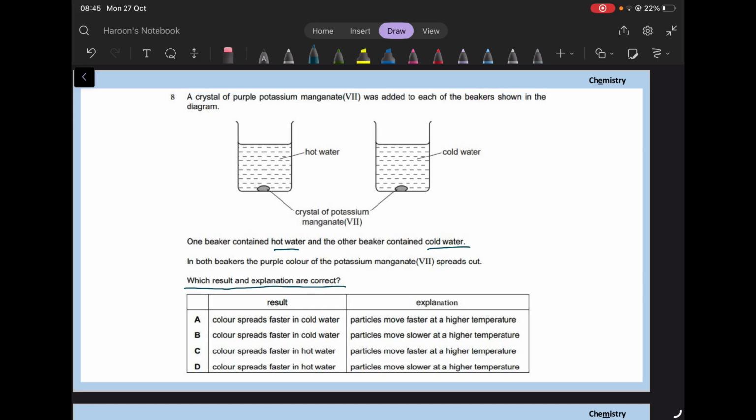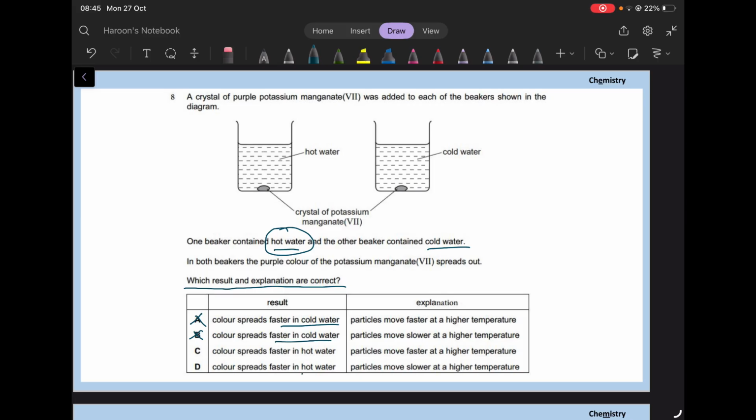Now, in hot water diffusion would be faster because the particles are moving faster, so the color should spread faster in hot water. In A, they are saying faster in cold water. No, that should not be the case. So we can cancel out A and B already. Either C or D is the correct answer.